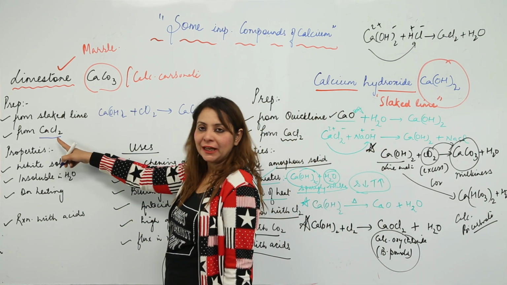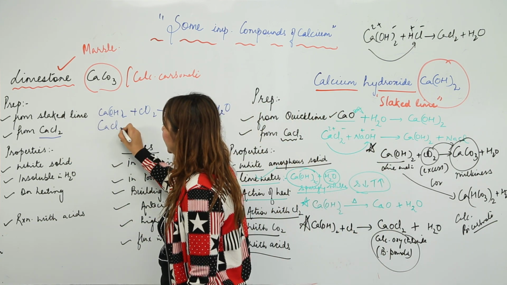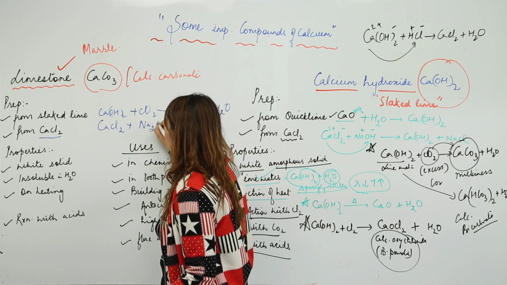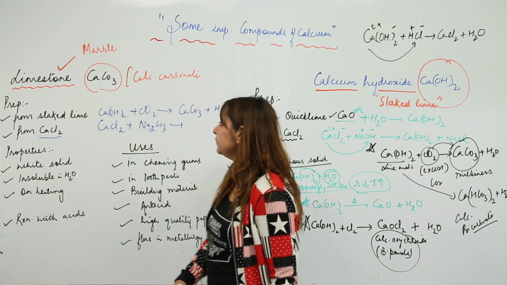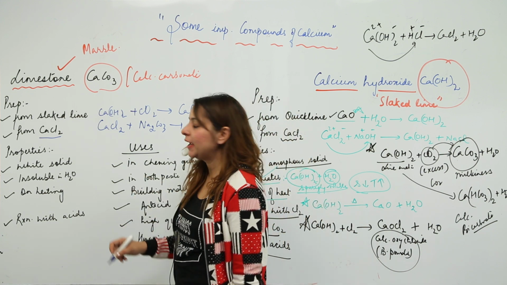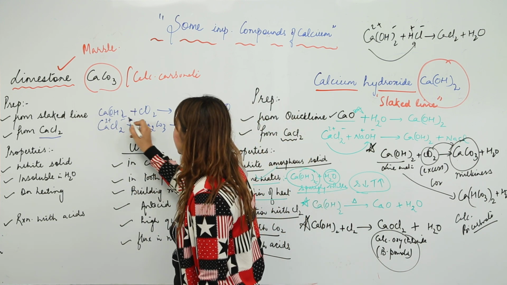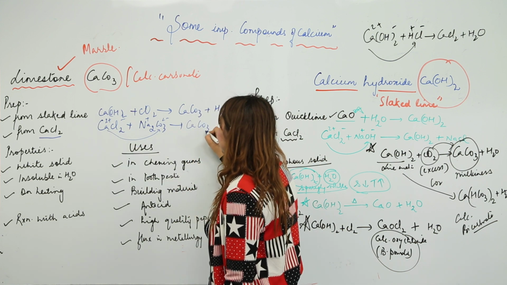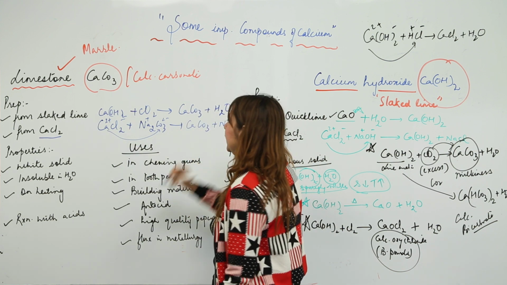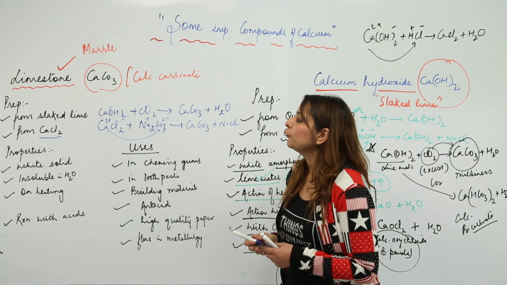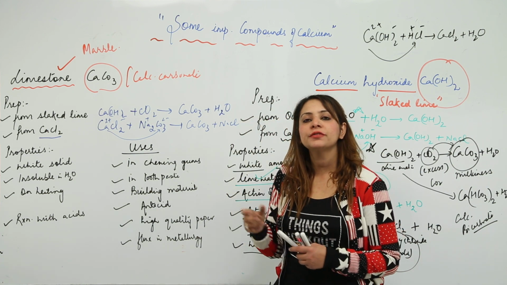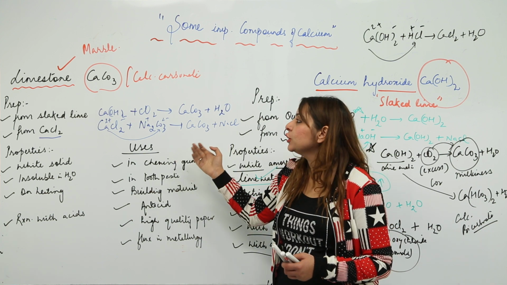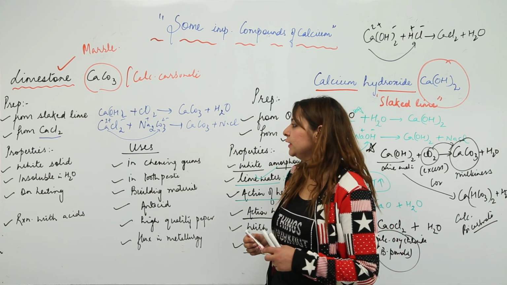We can prepare it from calcium chloride also. We have calcium chloride. What do we need to add? We need to add sodium carbonate. Again, you can do this reaction by making use of valencies. Obviously you are going to get CaCO3 with NaCl. So this is how, from slaked lime and by use of calcium chloride, we can prepare marble, which is calcium carbonate, also called limestone, CaCO3.